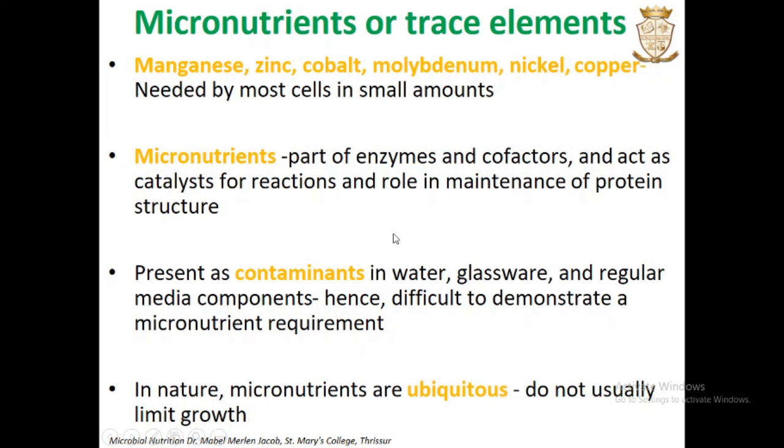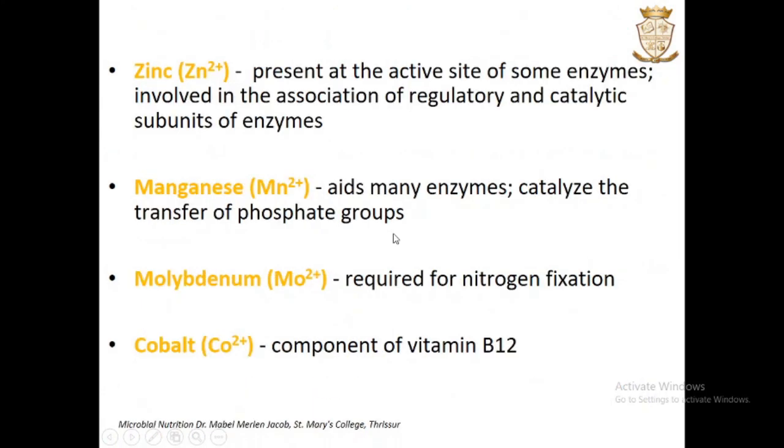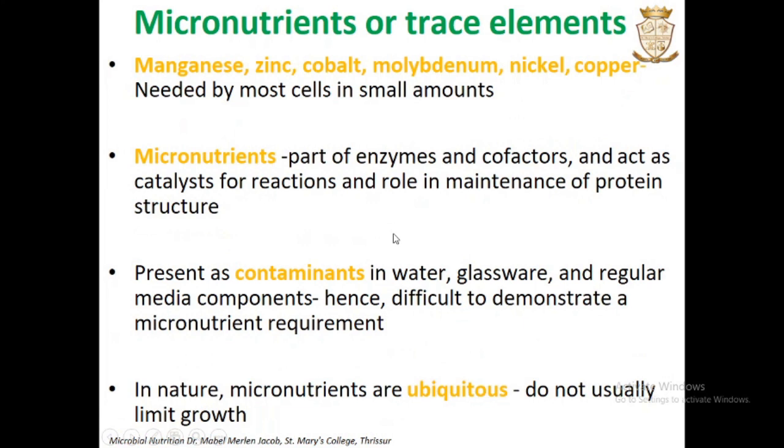Now we have micronutrients or trace elements: manganese, zinc, cobalt, molybdenum, nickel, copper. They are needed by most cells but only in very minute quantities. They form part of enzymes and cofactors and act as catalysts for reactions and have roles in maintenance of protein structure. The interesting part about them is that they are present as contaminants in glassware, water and regular media components.